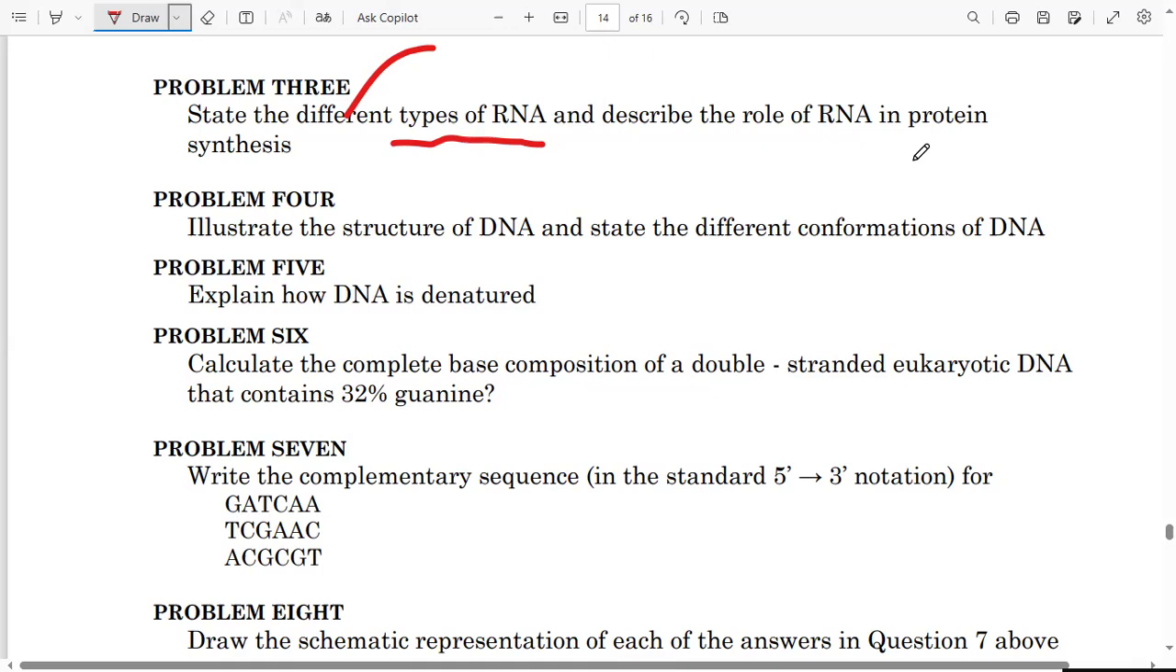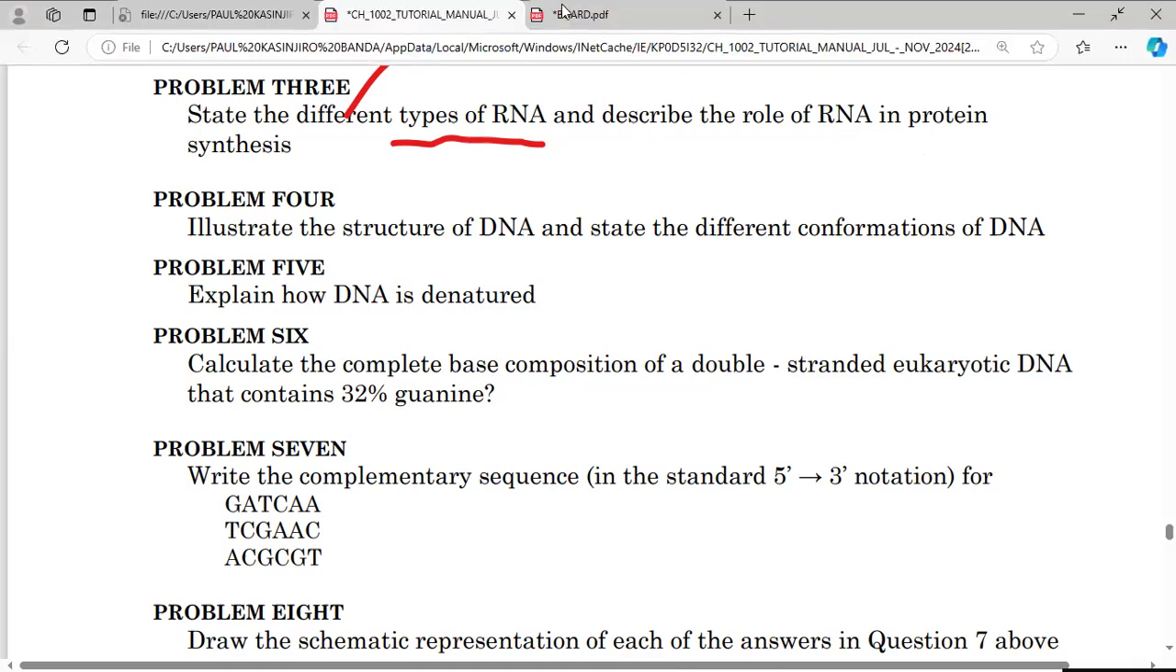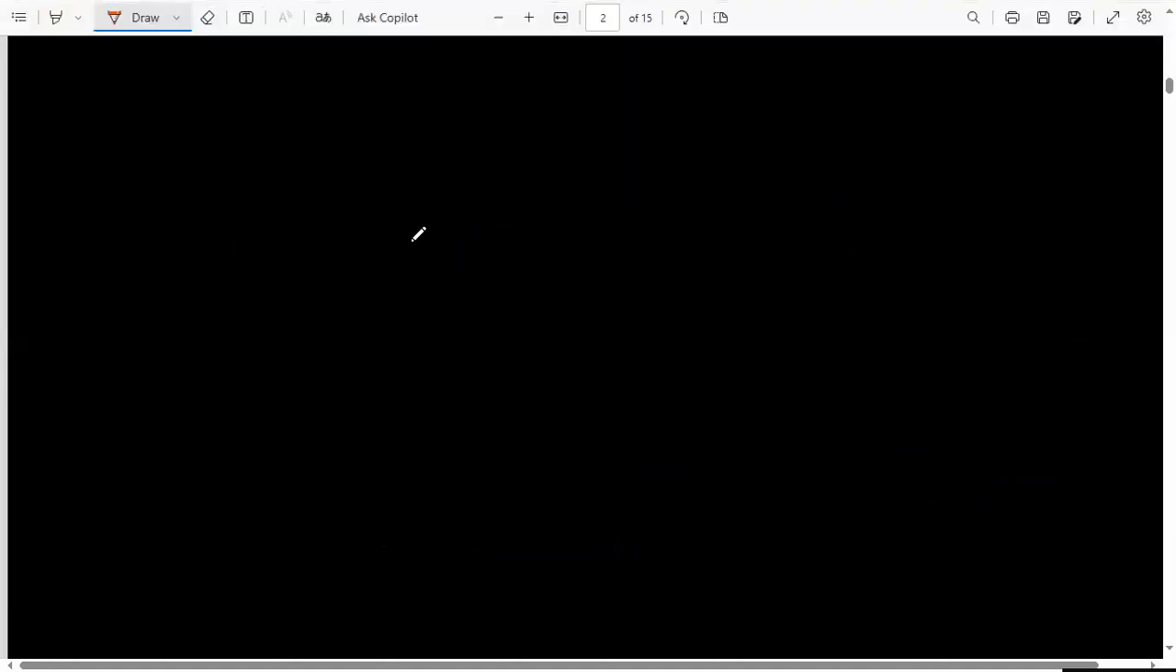But the most important things that you must know are the first three. You must know mRNA, how to describe it and its function. You must know tRNA because it's important in protein synthesis, and you must also know rRNA because of the ribosome and its importance. So let's try to look at the main ones.